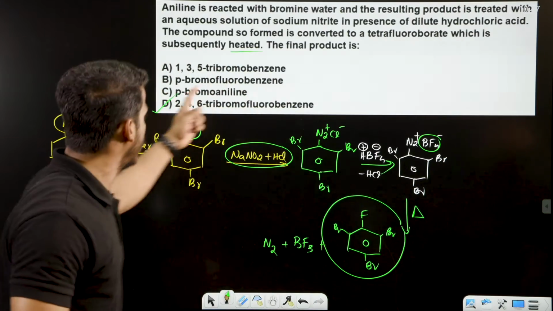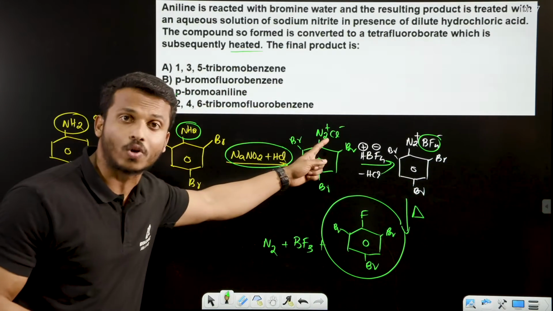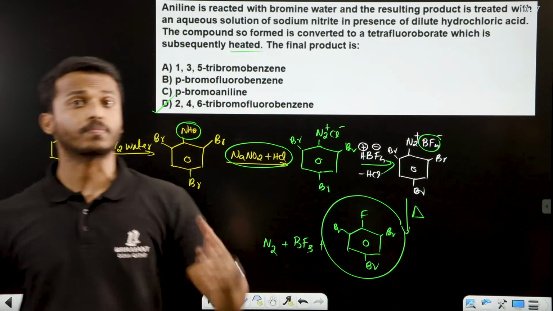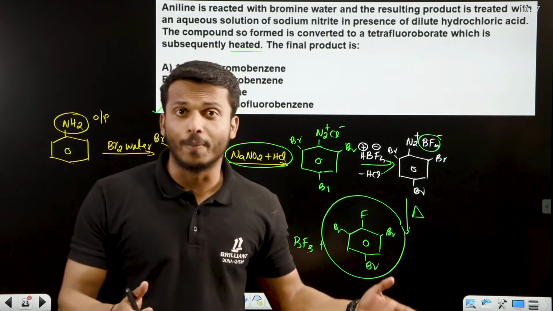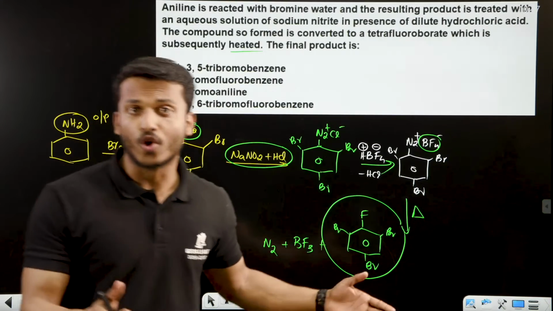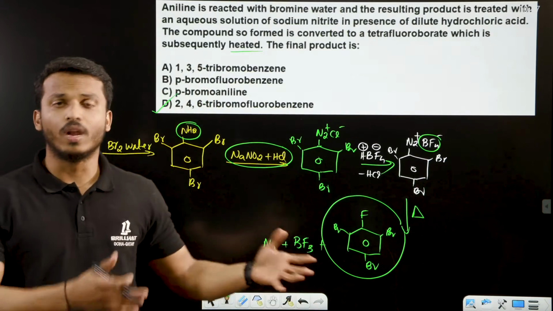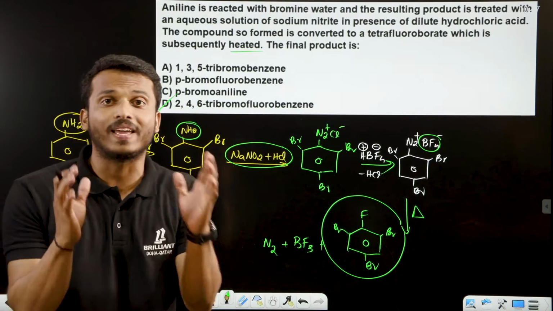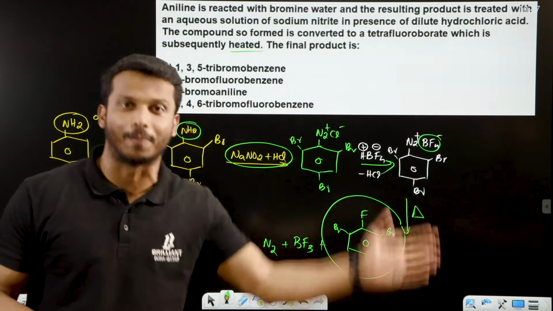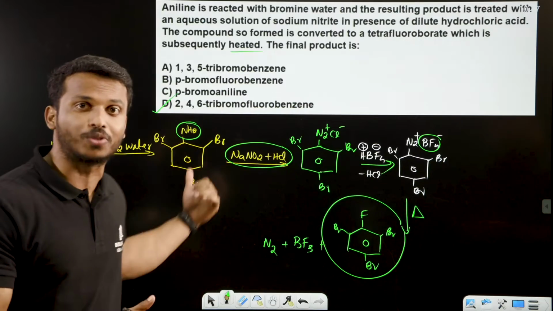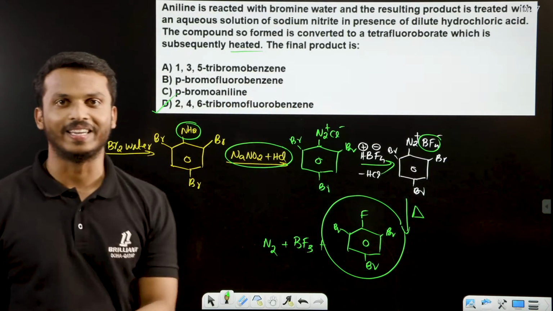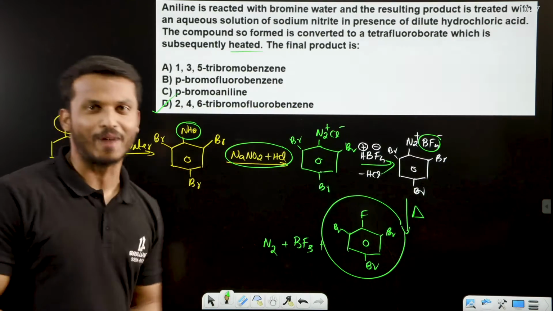Benzene diazonium chloride is a very important compound from which we can prepare a lot of chemical compounds, especially chlorobenzene, bromobenzene, iodobenzene, fluorobenzene, benzene, phenol, anything, right? So it's very important to know the applications of diazonium salts and their preparation. Hope you are clear on the question. Here the option is number 4, 2,4,6-tribromofluorobenzene. Yes, Sandeep sir, let's go to the next biology question.